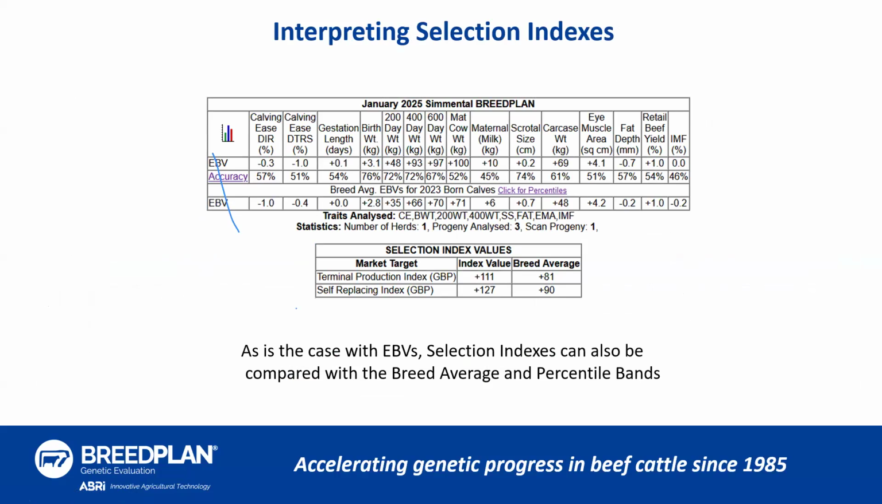Yep. So when we look at interpreting selection indexes, it's very similar to interpreting EBVs. You can compare your selection indexes with the breed average. For example, if we look at this terminal production index, you'll see that this particular animal is plus 111 and breed average is plus 81. So we're able to compare with the breed average like we did with EBVs, and we've also got the ability to compare with the percentile bands, as Boyd showed you before, going through click for percentiles or using the percentile EBV graph to view those.